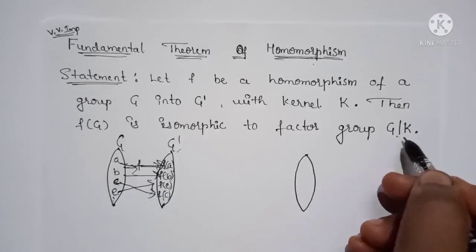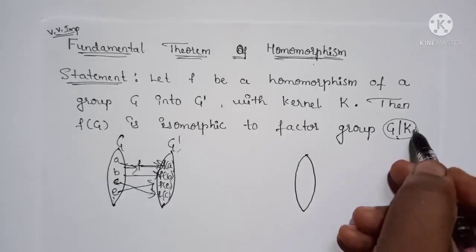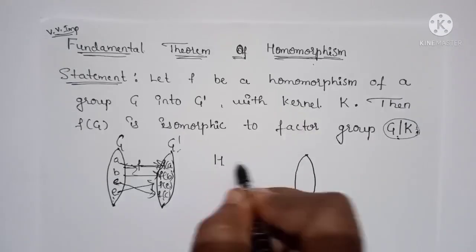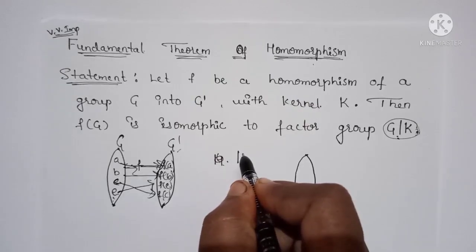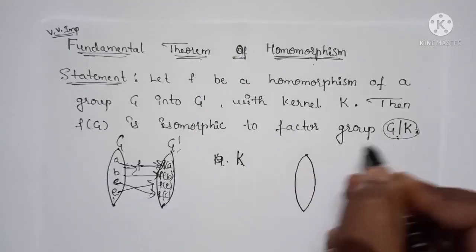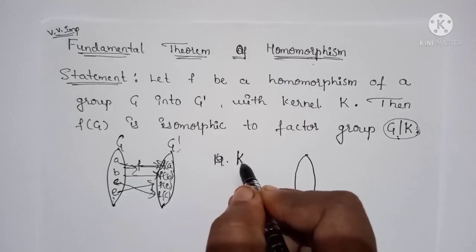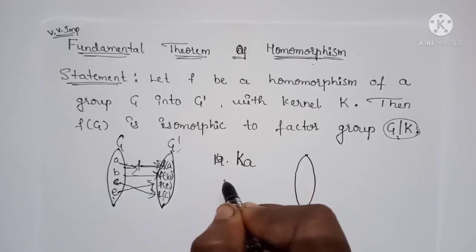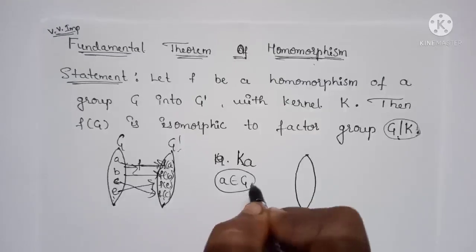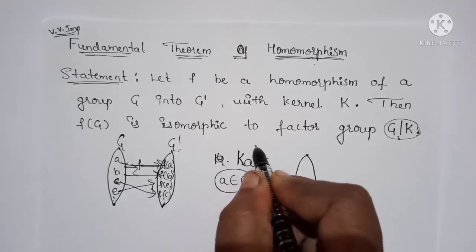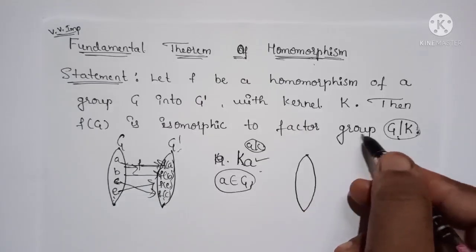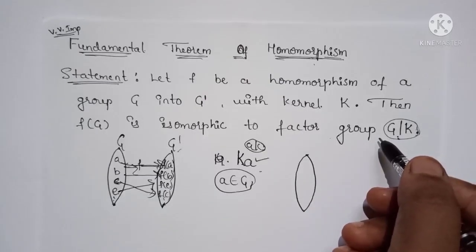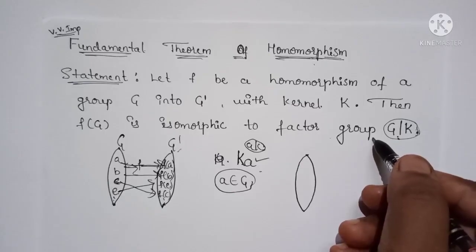Factor group means this group is associated with all the elements of the form Ka. Since we have a group G by K, this G by K is associated with all the elements such that Ka for a belongs to G. Okay, so that means either a right coset or aK, that is a left coset. So the factor group or quotient group is associated with right cosets or left cosets.